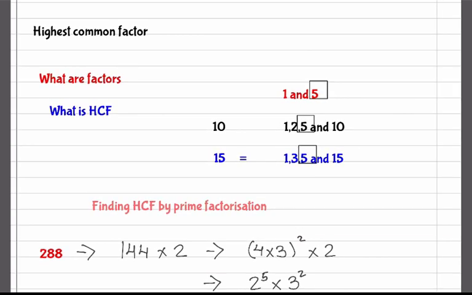What is HCF? So what are factors? We have done a comprehensive class on what are factors. Okay, so what are factors of 10? 1, 2, 5, 10. What are factors of 15? This. What are the factors of 5? You will say 1 and then 5.